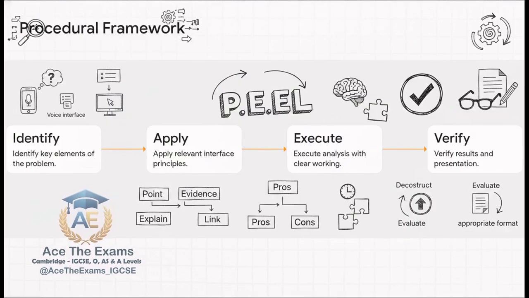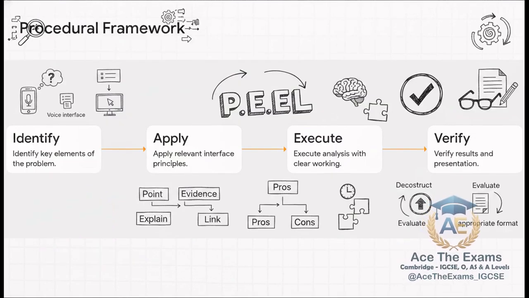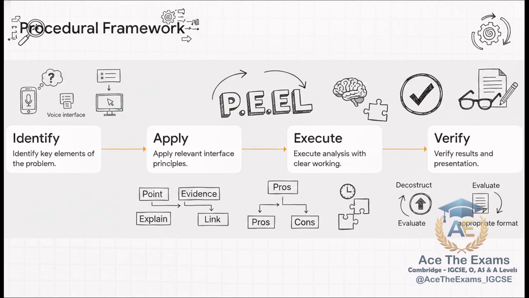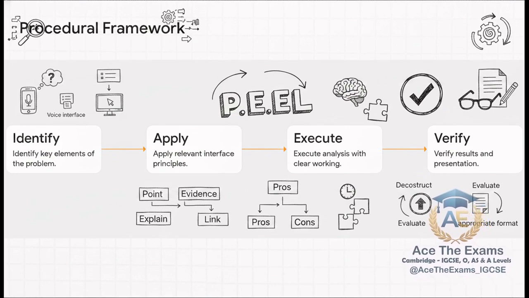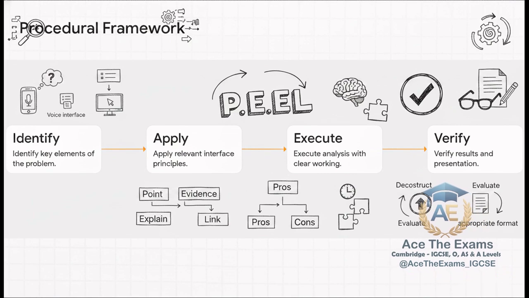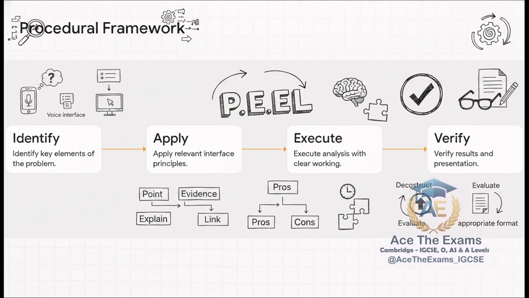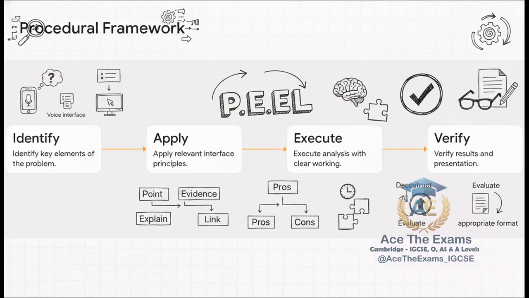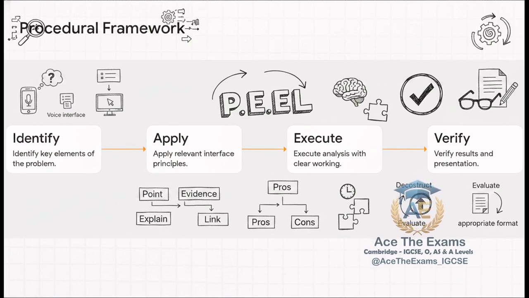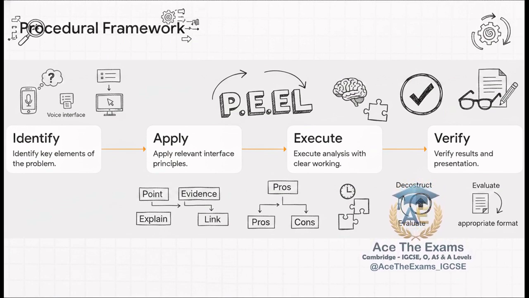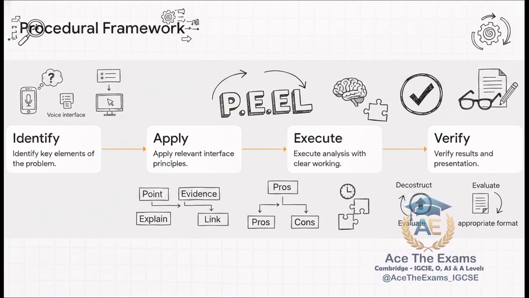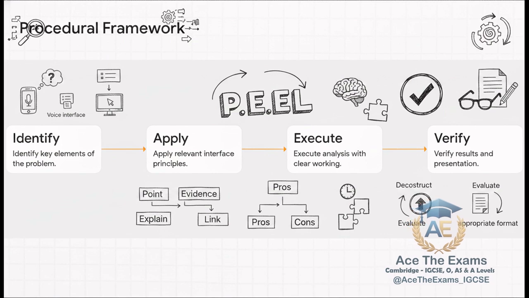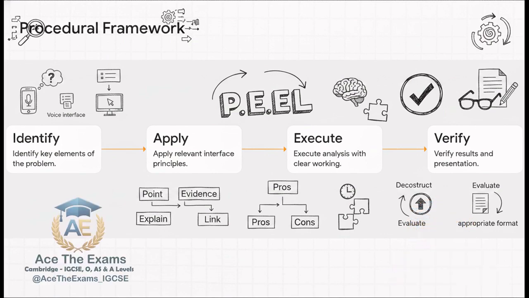To guarantee you actually hit those evaluative marks every single time, you have to follow a standardized procedural framework. You systematically process any user interface question using these 4 steps. Step 1, identify the elements. Who is the user? What is the environment? Step 2, apply the principles. Which interface, voice, menu-driven, GUI, touch, actually makes sense here? Step 3, execute the analysis. And to do this perfectly, top students use the PEEL framework. You make your point, you provide evidence from the scenario, you explain the technical reasoning, and you link it back to the outcome for the user.